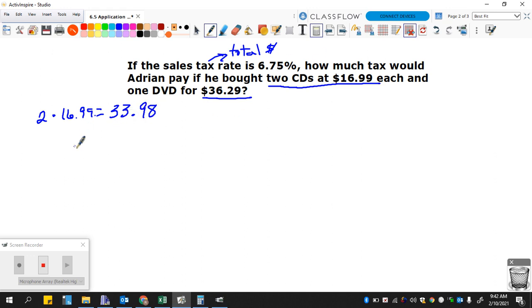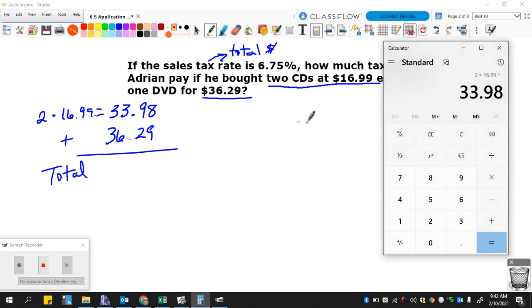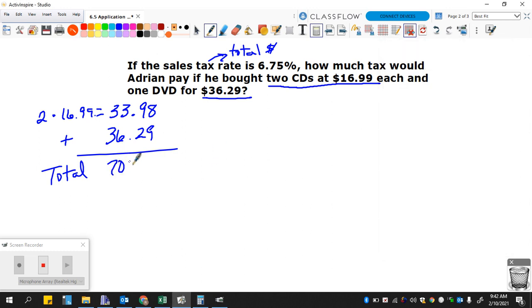Plus, he bought one DVD for $36.29. So his total purchase, I'm just going to use my calculator, $33.98 plus 36.29 is $70.27. So the total amount that he's paying taxes on is $70.27. Okay, so now we set up a ratio.